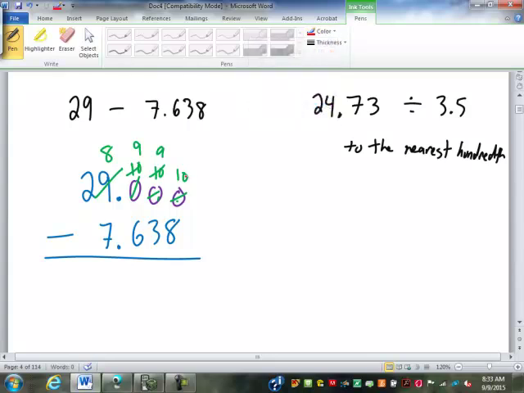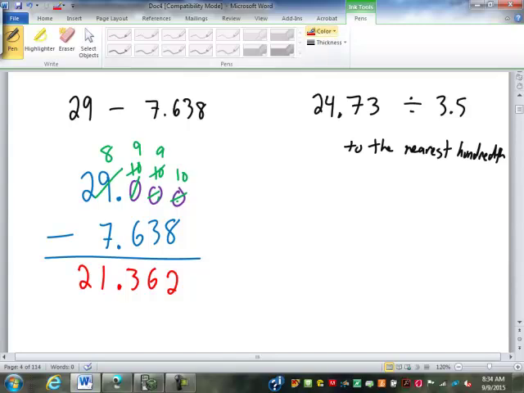Now we can subtract. 10 minus 8, 2. 9 minus 3, 9 minus 6. Bring down the decimal point. 8 minus 7 is 1, and then the 2.